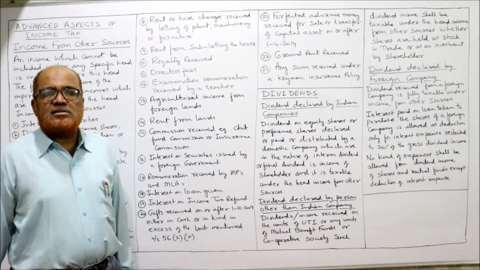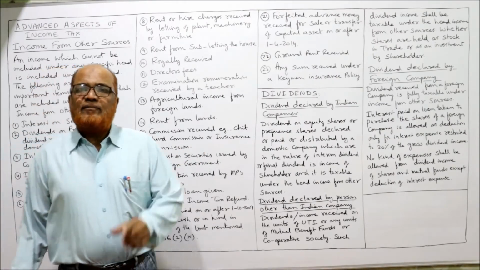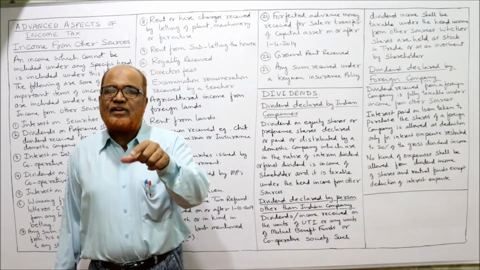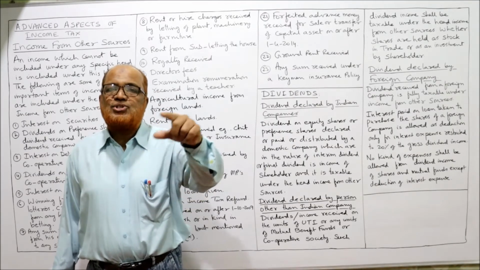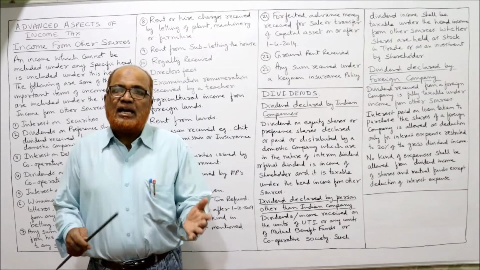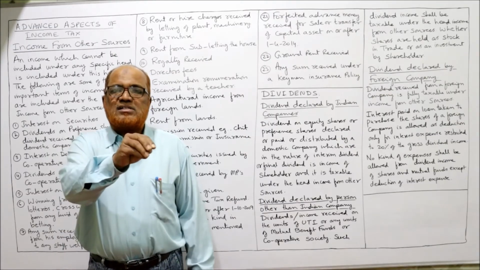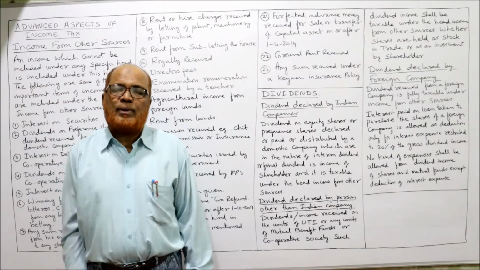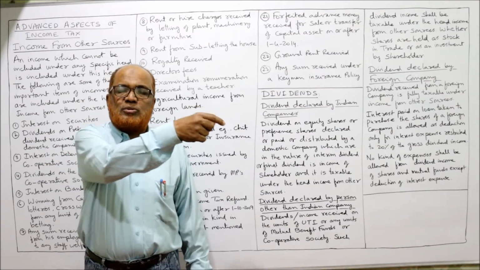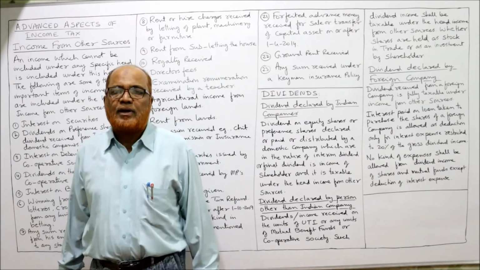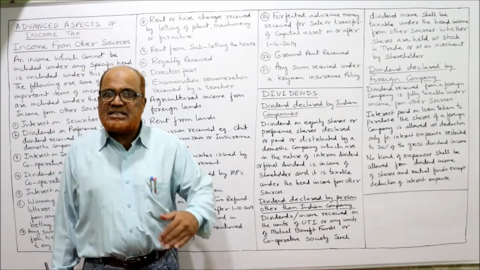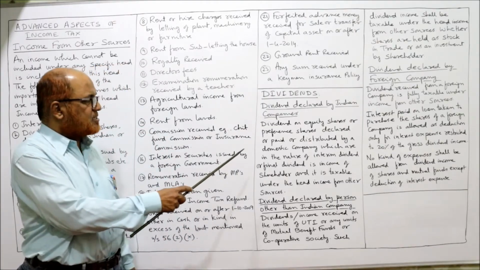Now the next topic is dividend. Dividend is a part of the profit of a company which is distributed among the shareholders. Shareholders are the investors, owners. The investors have invested money in the company. The company will earn profit and a part of the profit will be distributed to shareholders. That is called dividend. So according to the Income Tax Act, the provision regarding taxability of dividend is this.